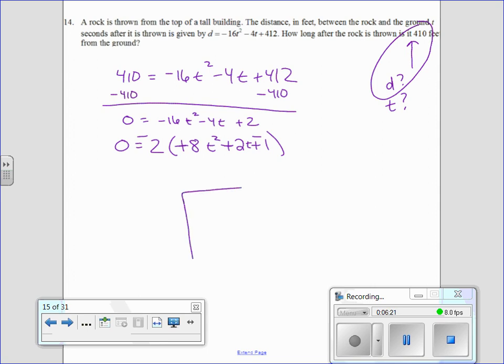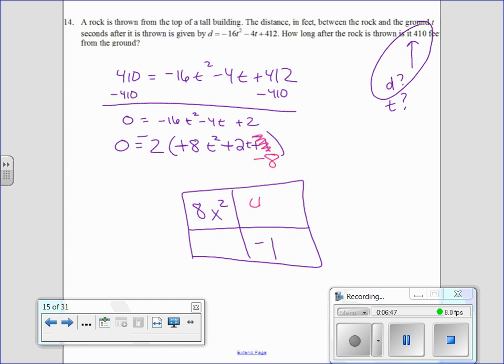All right, so I'm going to box method what's left in the parentheses. We reviewed the box method twice yesterday, I believe. So we've got 8x squared in the upper left box. I'm just using x's instead. A negative 1 in the lower right box. Multiply them together and get negative 8. And what numbers multiplied to negative 8 that add up to 2? Let's go with a positive 4 and a negative 2, because we need to add up to a positive 2.